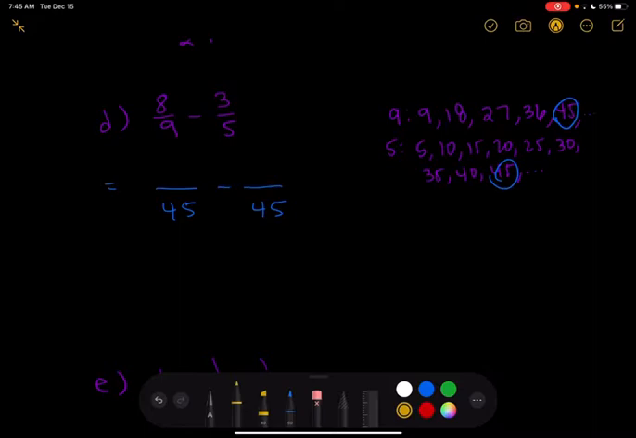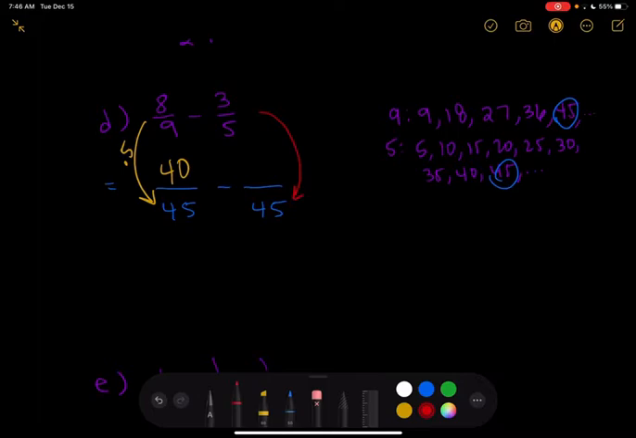Okay, so scaling this up, 9 times what gives me 45? Times 5, right? If I blew up the bottom by 5, I have to blow up the top by 5. What's 8 times 5? 40. Minus.